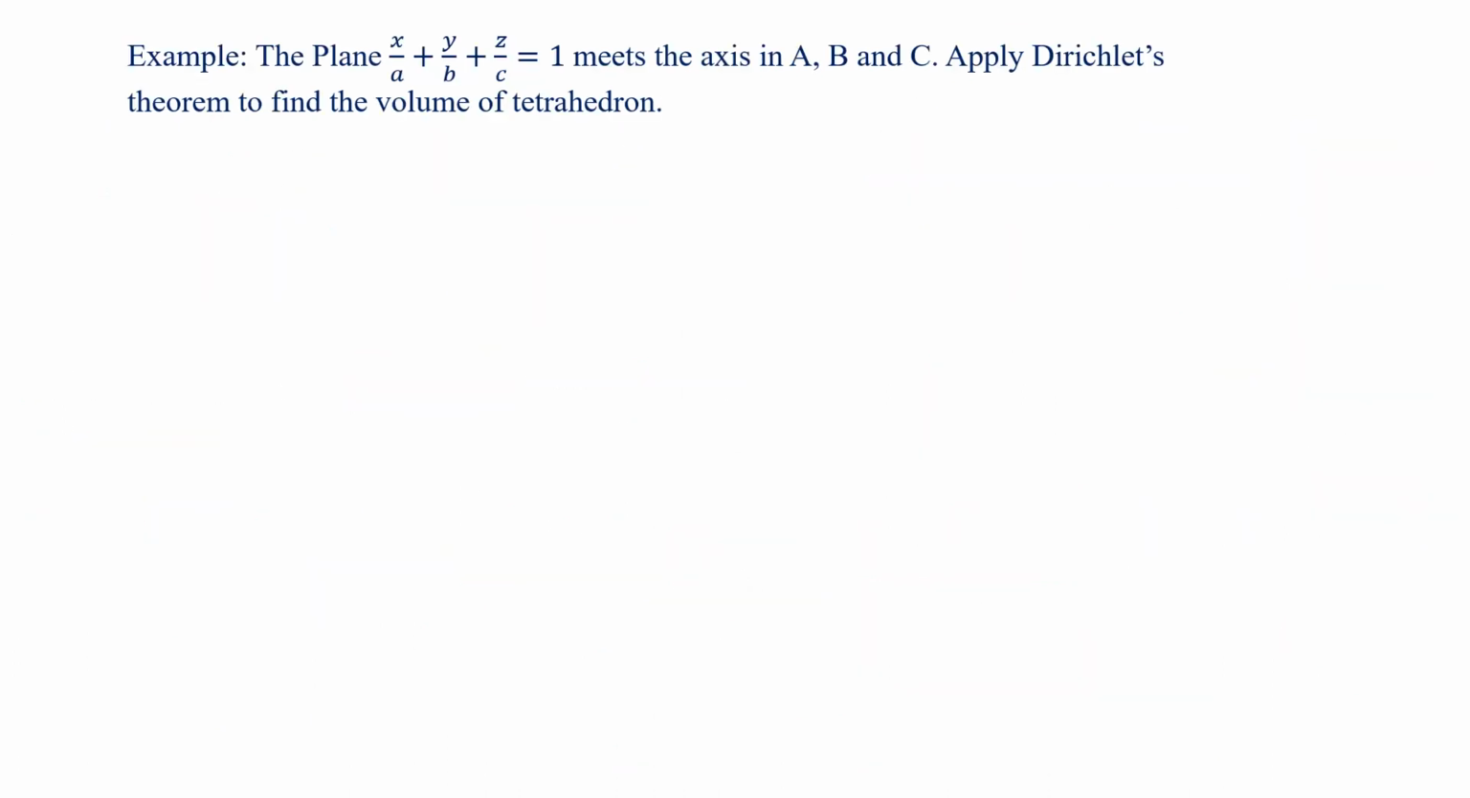Next example, suppose we have a plane x upon a plus y upon b plus z upon c is equal to 1, meeting the axes at a, b, c. Now apply the Dirichlet theorem to find the volume of the tetrahedron. So if you plot that figure, that's the plane x upon a plus y upon b plus z upon c, with x axis, y axis, and z axis, and that's the points B and C.